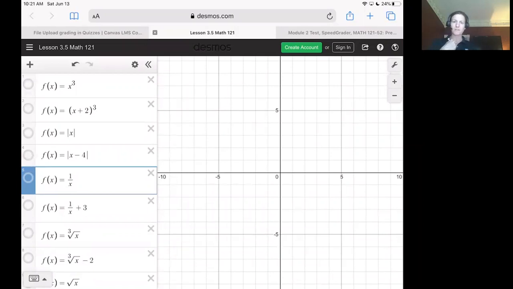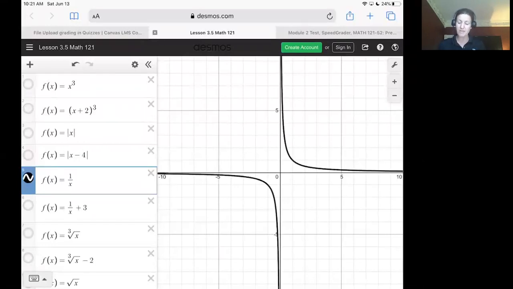Hopefully you remember what this rational function looks like in terms of a parent graph. Remember, it's going to have that asymptote at 0. The exponent of that x is 1, which is odd, so the hands are going to go in opposite directions, and the right side is going to be up because the value is positive. So this is our parent function.